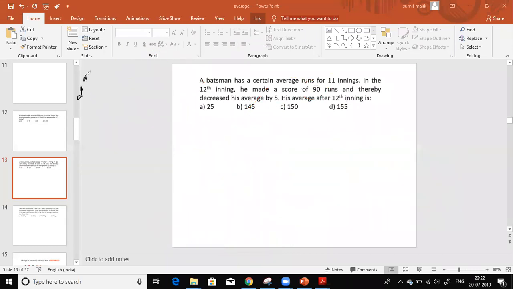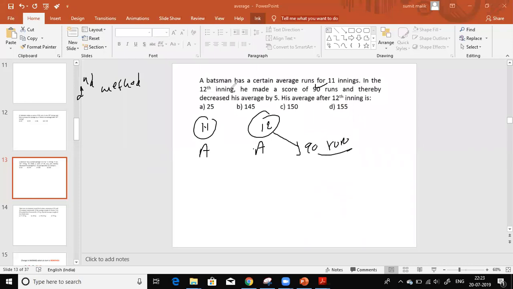Second method. I am assuming that his average is A runs per inning, okay? And what is happening now? When he scores 90 runs in his 12th inning, due to this 90 runs, what is happening? There is a decrease in the average by 5.